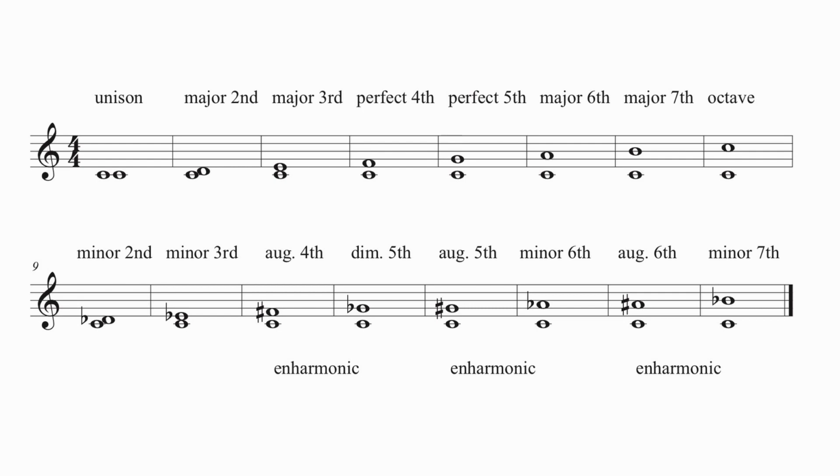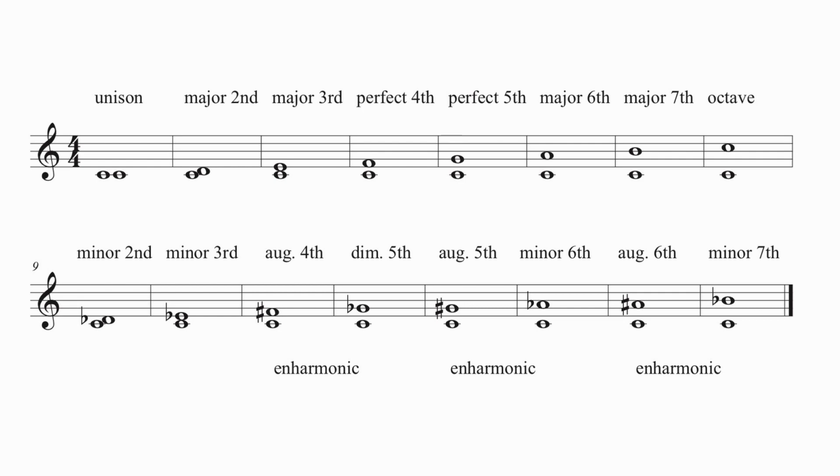We'll be starting on C. So a perfect unison is just that note. But then if you go up one half step, that's a minor second. Go up two half steps, major second. Go up three half steps, minor third. Go up four half steps, major third. Go up five half steps, perfect fourth. Go up six half steps, that's a tritone.